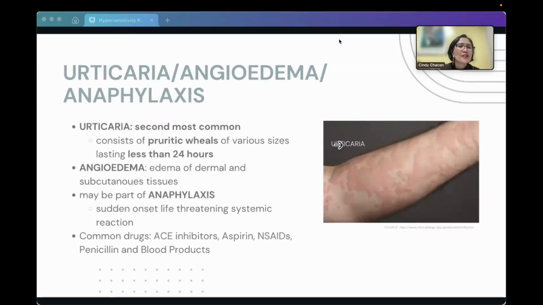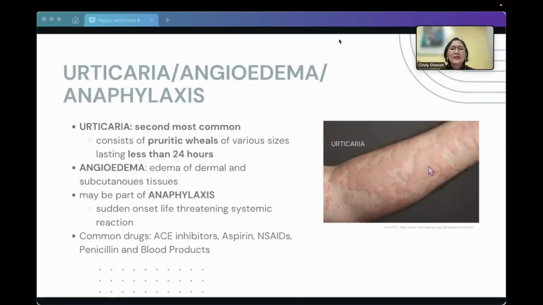The next manifestation is urticaria, angioedema, and anaphylaxis. Urticaria is the second most frequent type of cutaneous reaction to drugs. It is characterized by a pruritic red wheal of varying size, rarely lasting more than 24 hours. Angioedema involves edema of the deeper layer of the skin and subcutaneous tissues. Urticaria and angioedema may be part of a sudden onset life-threatening reaction known as anaphylaxis.